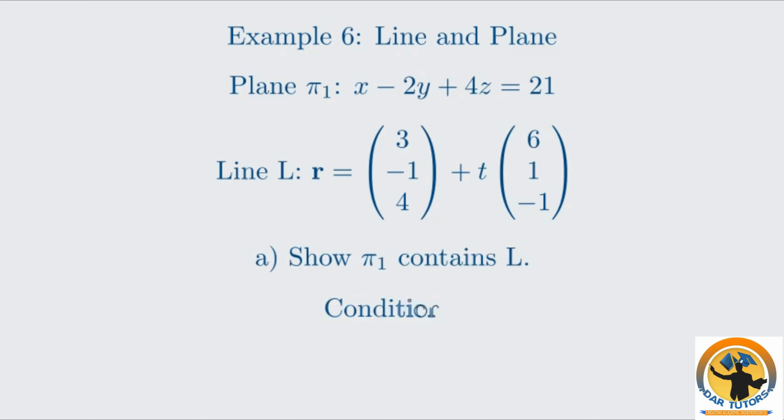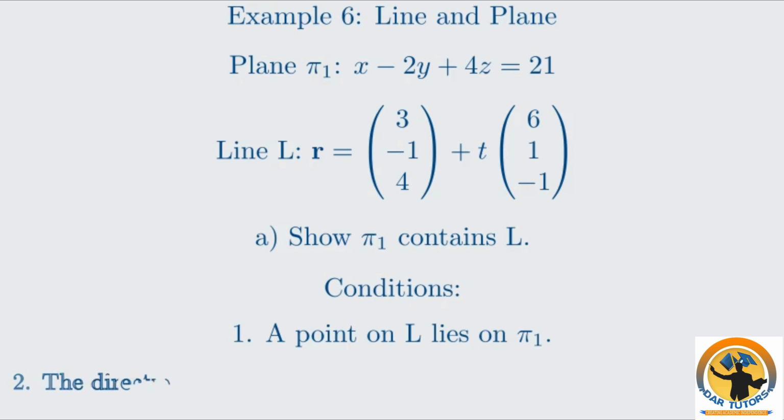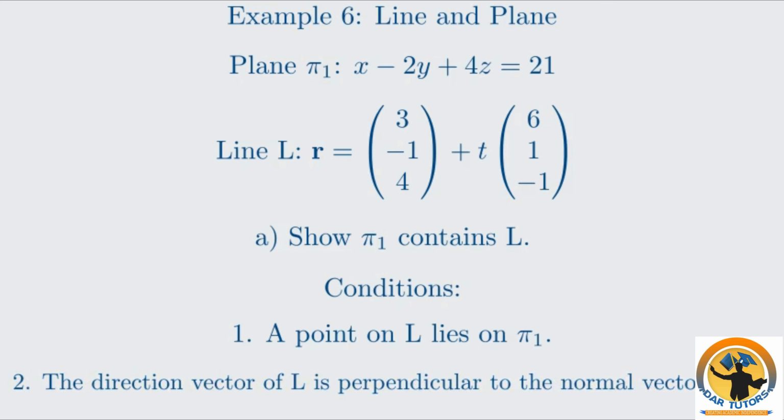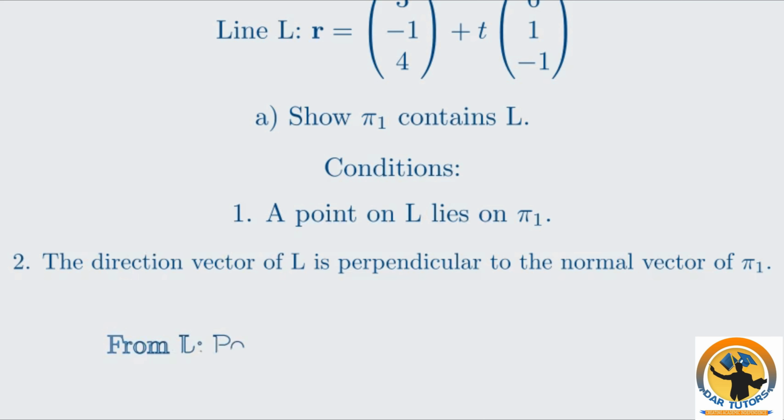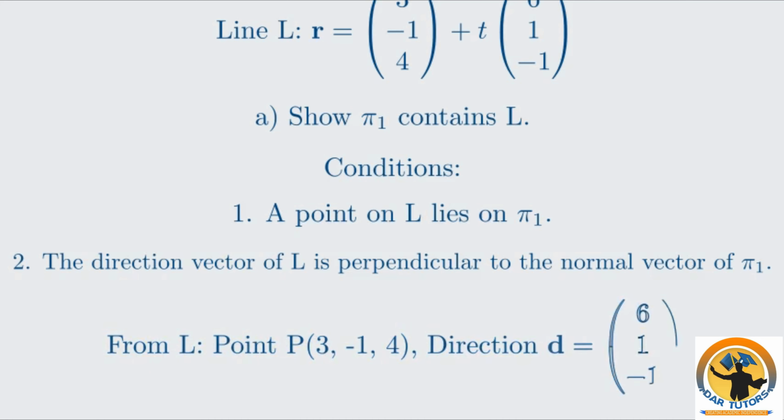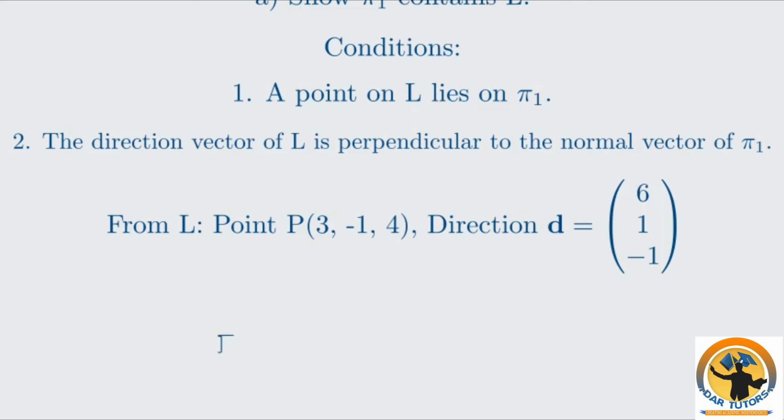For a plane to contain a line, 2 conditions must be met. First, a point on the line must lie on the plane. Second, the direction vector of the line must be perpendicular to the normal vector of the plane. From the line's equation, we can identify a point on the line, P (3, minus 1, 4), and its direction vector d equals (6, 1, minus 1). From the plane's equation, its normal vector is n equals (1, minus 2, 4).